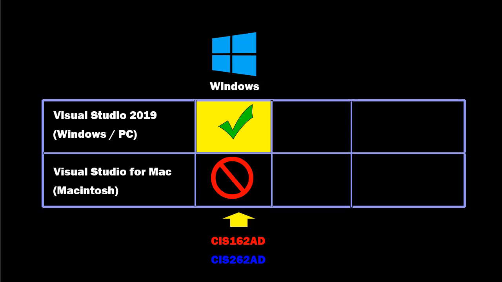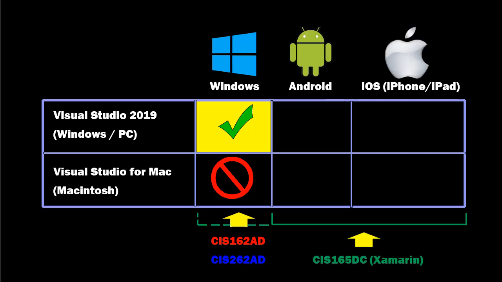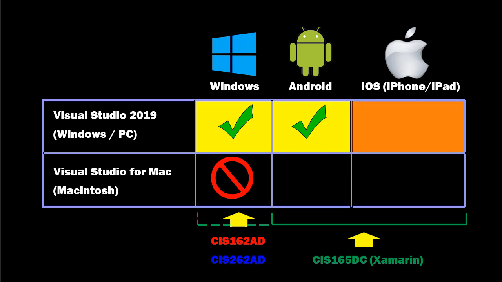CIS165DC, where we're doing the cross-platform, we're going to be focusing on creating mobile apps for Android and iOS in CS165DC, as well as you can create Windows projects for the Windows platform, which even includes things like Xbox. So on the PC side, we can create projects for both Windows and Android, as well as iOS. But there's a little caveat with the iOS I'll explain in a minute.